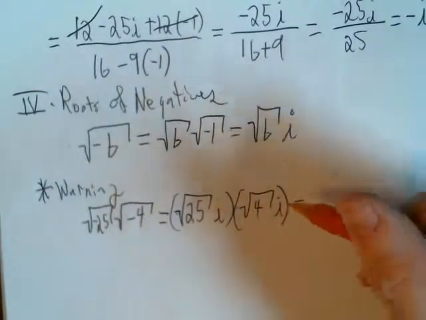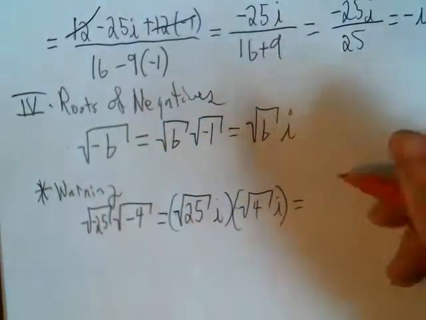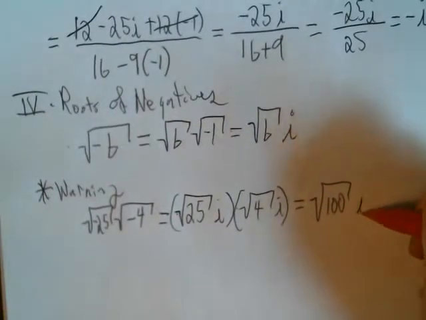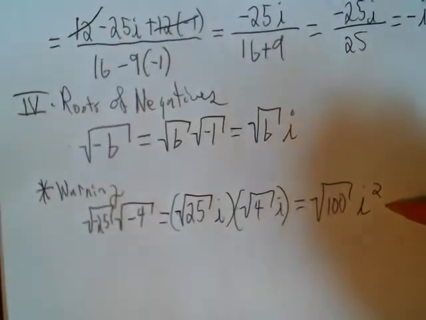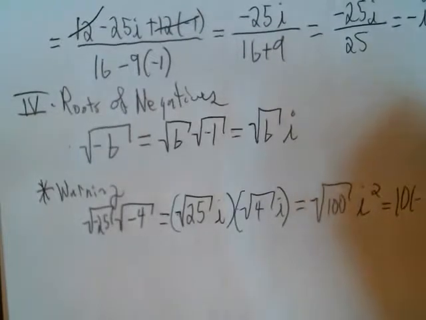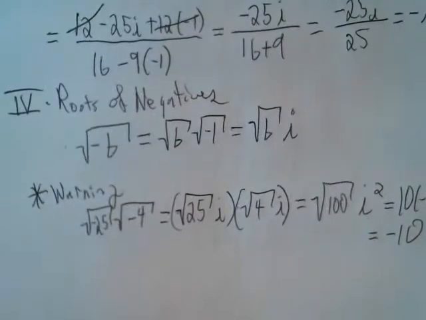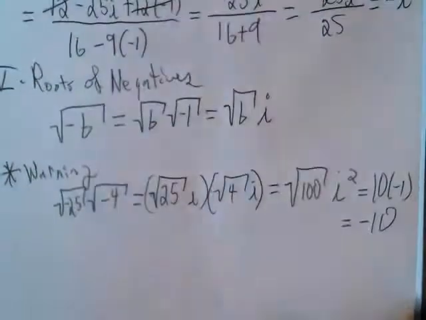And then you can multiply out the roots. You get square root 100, and then you can multiply out the i's to i squared. And at the end of the day, that would be 10 times negative 1, which is negative 10, right?